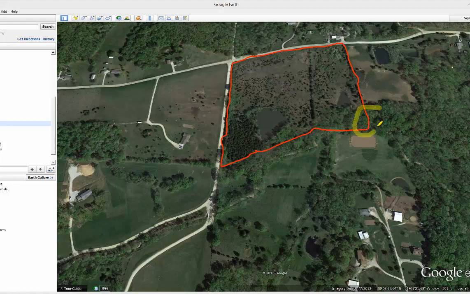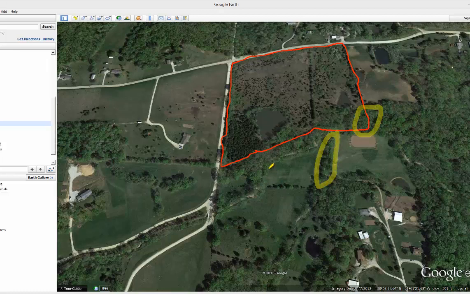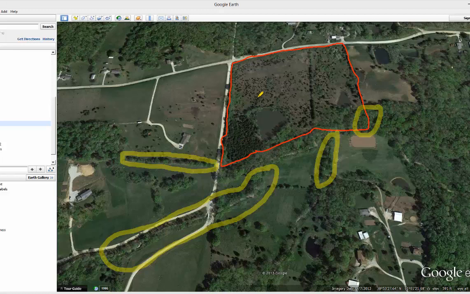Here's a funnel. Okay, we have a funnel here. This area here is a funnel. This area here is a funnel, and it's a long funnel, and it connects one big patch of woods to another. We have a thin funnel here. Okay, so this property is so small that really you've only got a couple of locations you're going to hunt.